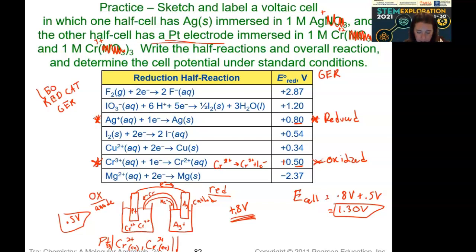Salt bridge, Ag plus aqueous. Phase barrier, Ag solid. So those two kind of go together with each other. Okay. Any questions on this?